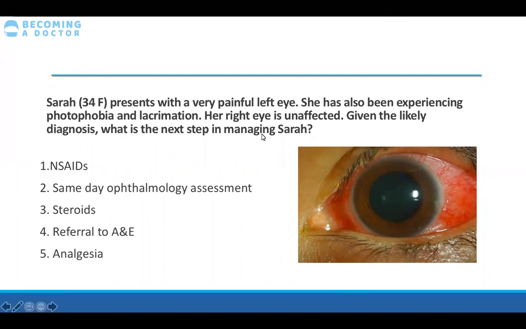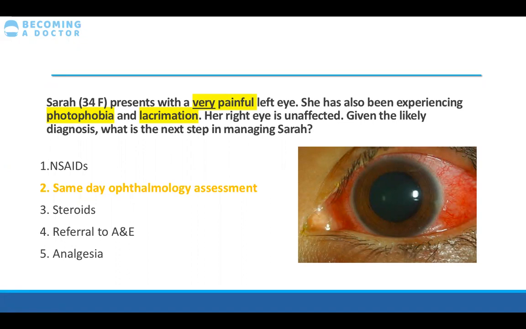Right, so the majority of you said same-day ophthalmology assessment, and that's correct. That's the first thing we're going to do. And then we're split between all the other options. So let's discuss why we'd refer them as the first thing. So someone who's presented with a very painful left eye, they've come in with photophobia and lacrimation. So it's safe to assume that it is something very severe.